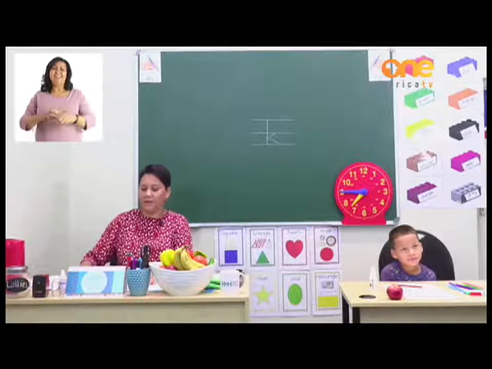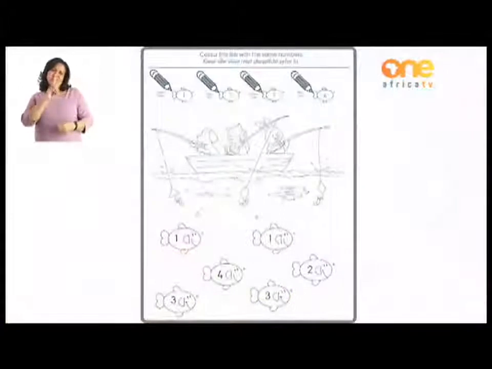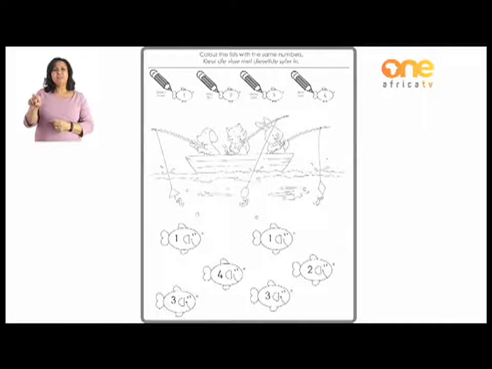Let's move on to page 28. For this one, I would like you to sit still and just look at the picture very carefully before you start coloring. Let's look at the numbers. Remember, yesterday we did all the numbers up to number 5. We counted from 1 up to 5. Now, I would like you to look at the picture.